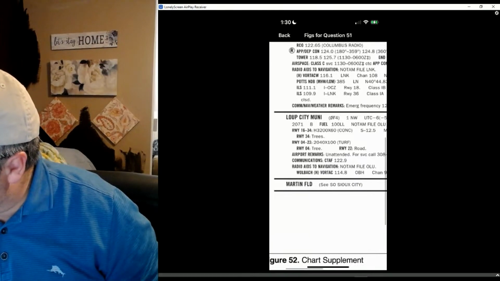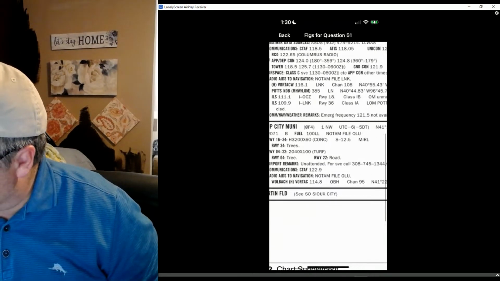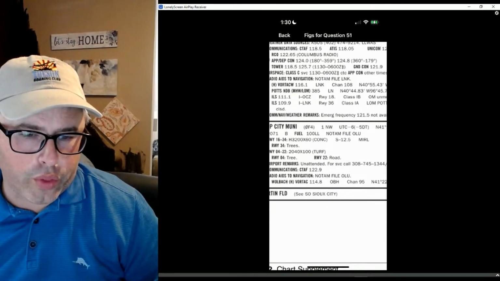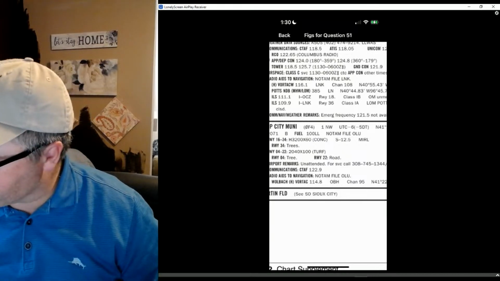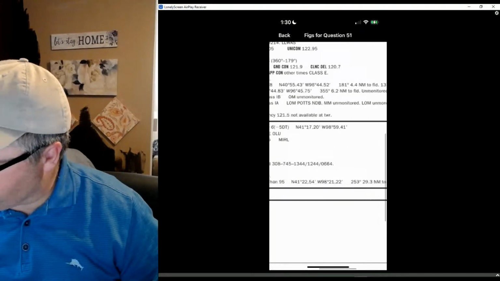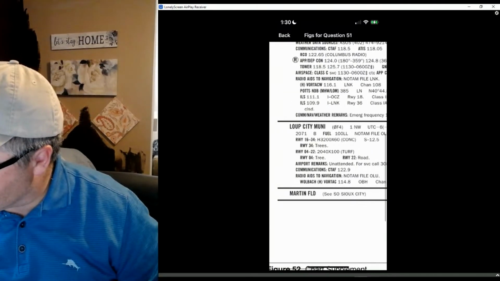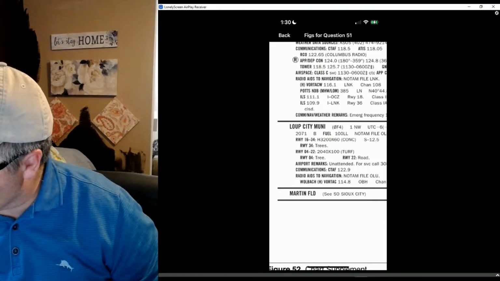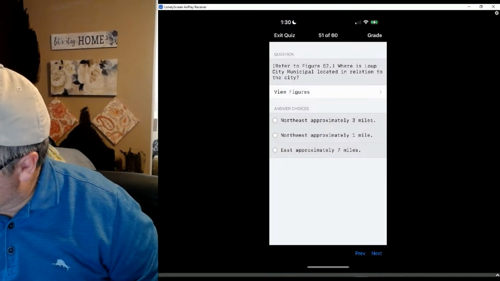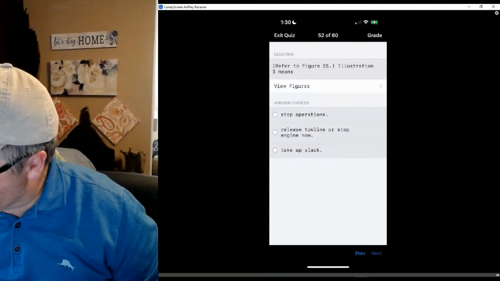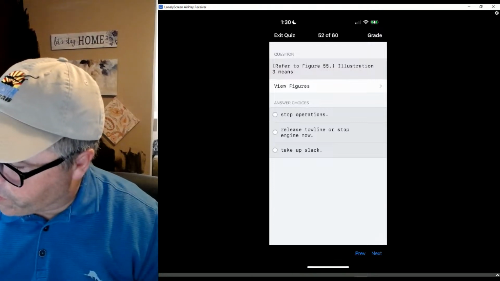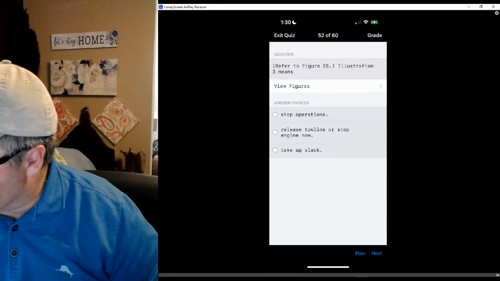Loop City Municipal. It is 1 mile northwest. It already says 1 mile northwest. It just tells you right at the beginning where it is in relationship to the city. 1 mile northwest. Northwest, approximately 1 mile. Boom.